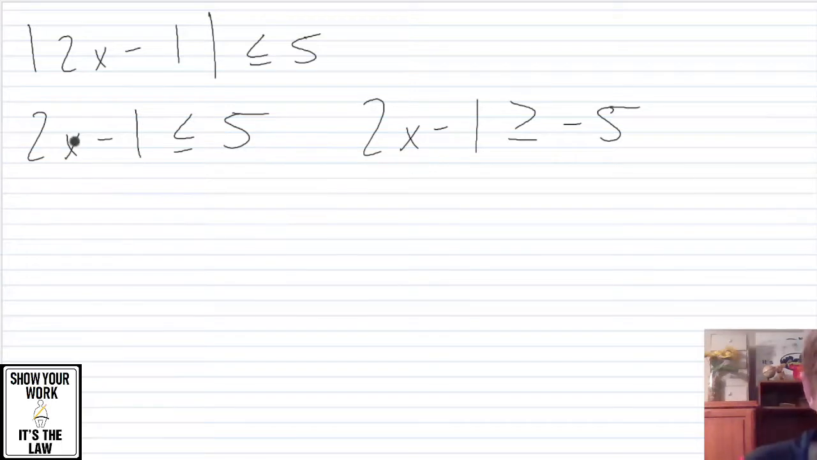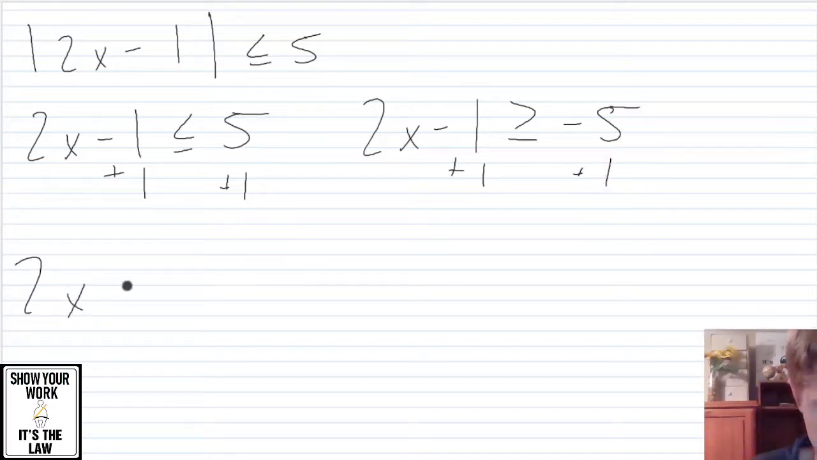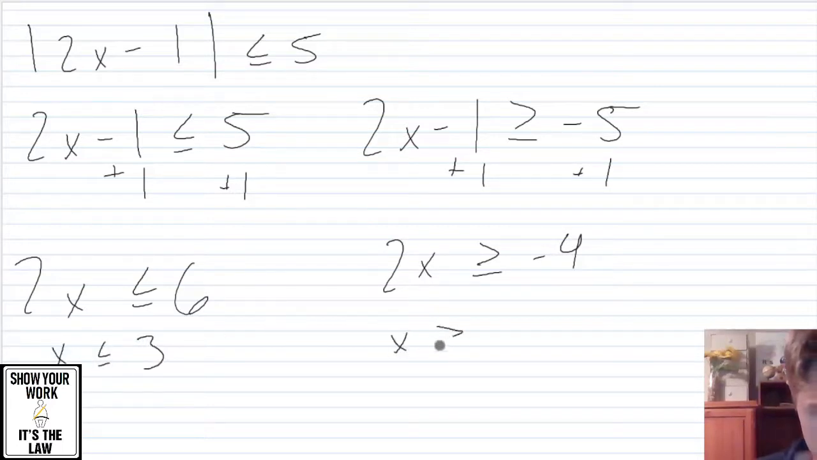So solve for x: plus 1, plus 1, plus 1, plus 1. 2x less than or equal to 6, 2x greater than or equal to negative 4, x less than or equal to 3, x greater than or equal to negative 4. And if we take a look at these, we can also rewrite them as one phrase: x is greater than or equal to negative 4 and less than or equal to 3.